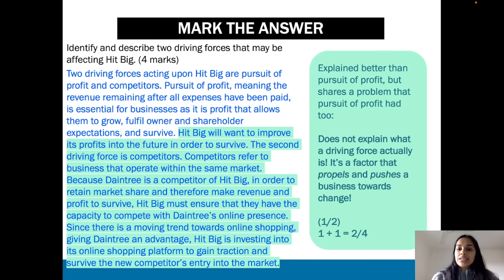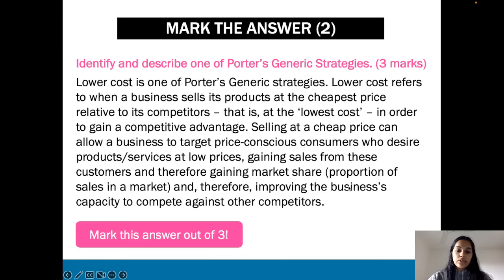This part of the question was explained better than the pursuit of profit, but it shares the same problem that pursuit of profit had as well. This whole answer doesn't really link to or explain what a driving force actually is. So that comes to my point that whenever there is a key concept in the question, it's always good to define it because it demonstrates your knowledge and that you understand the question and the content within it. So it's important to include a definition of driving force and that it propels, pushes a business towards change. So really important to include.